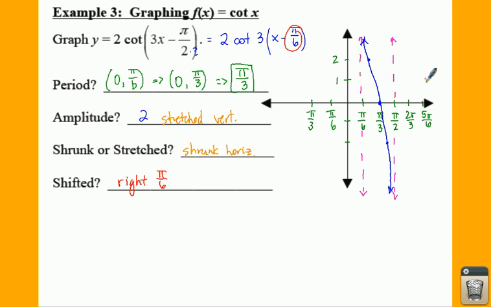You go 2 hash marks over here, going down like this. And then you'd have a point in the middle. Halfway between these two, you go up 2. Halfway in between 2 pi over 3 and 5 pi over 6, you go down 2. And then you just repeat it both ways, going left and right. So that's how to graph a cotangent.